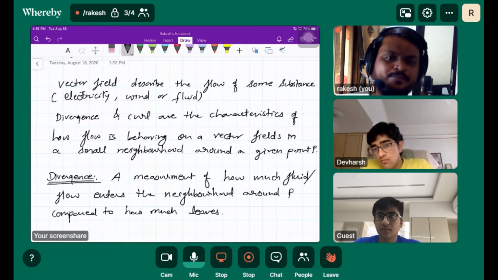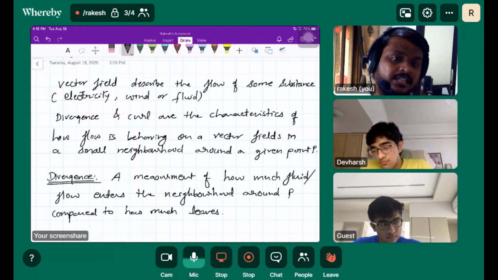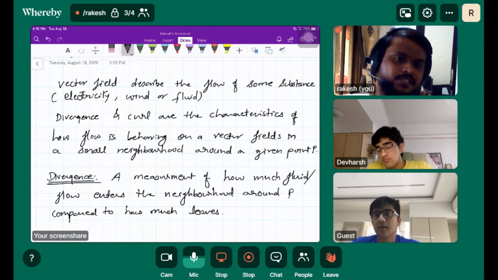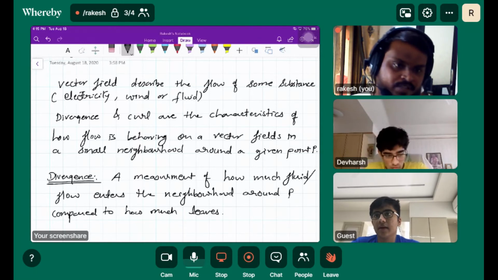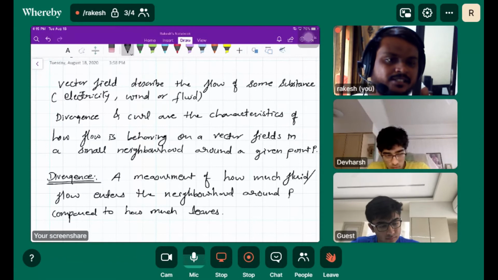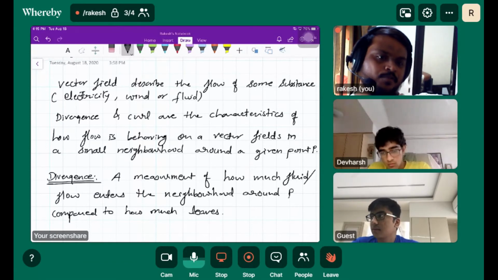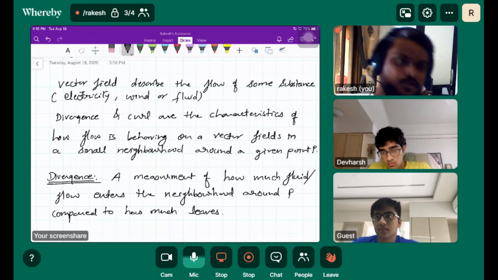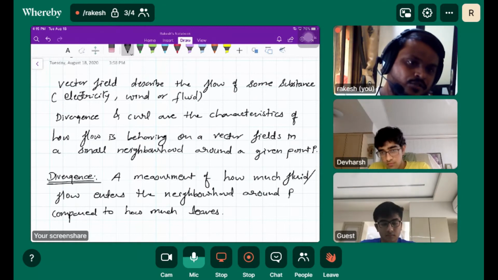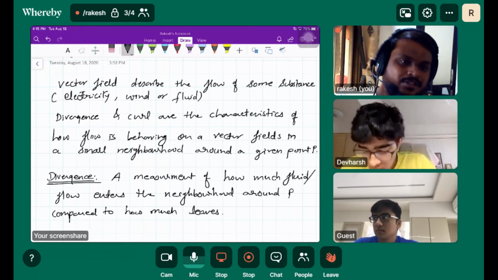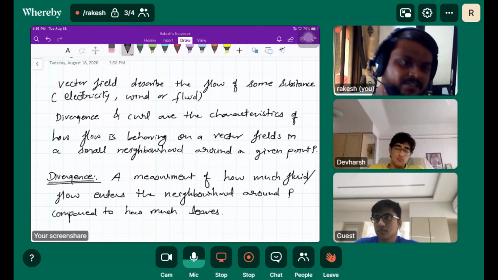So what does positive divergence mean? Positive divergence means the amount of fluid that leaves is more than the amount of fluid that enters the neighborhood around P. And negative divergence means the amount of fluid that enters is more than the amount that leaves. So if the neighborhood around P gains fluid, then that is called negative divergence.